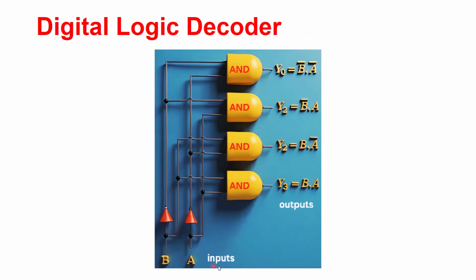Finally, for B and A both 1, 1, only Y3 gets selected, and other outputs remain in the logic low state. So that's how the decoder logic is used in digital electronics.